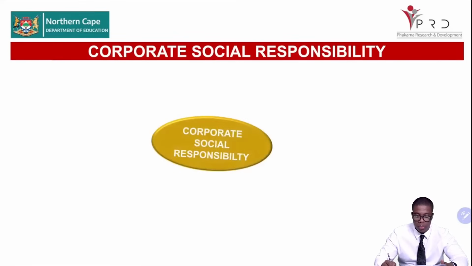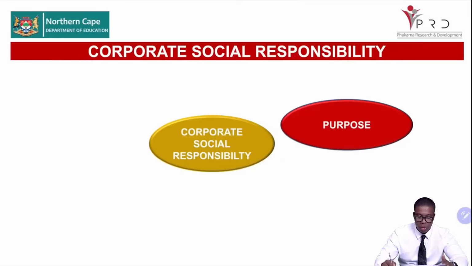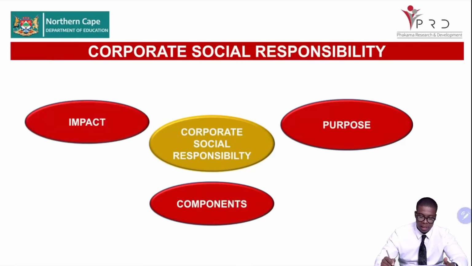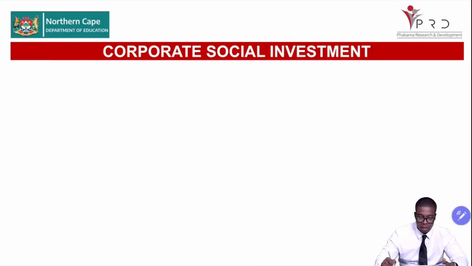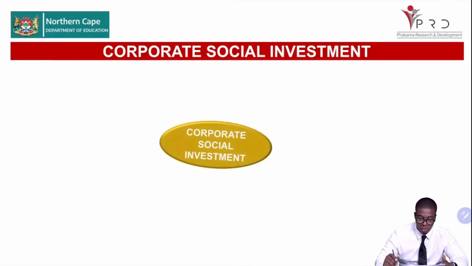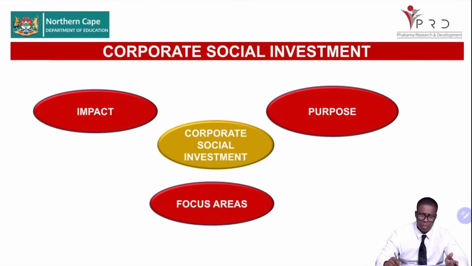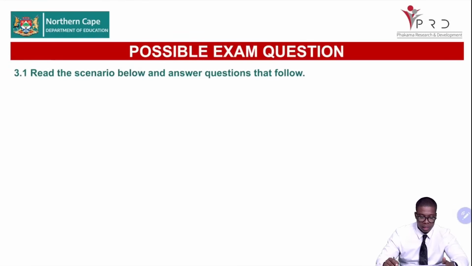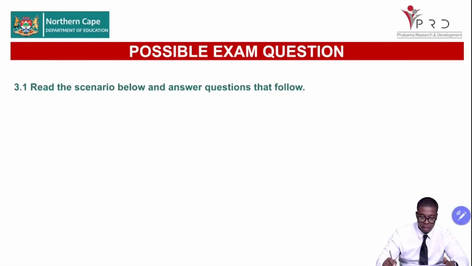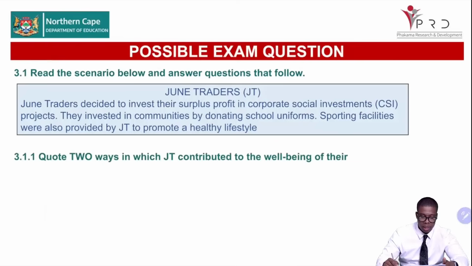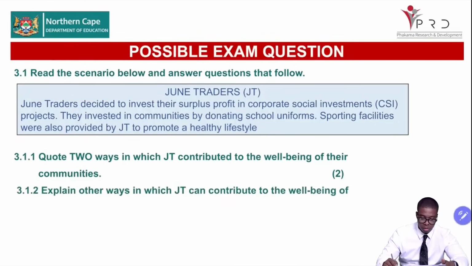Then when you look into corporate social responsibility, you should know the purpose, the components and the impact of your corporate social responsibility. But with corporate social investment, you should know the purpose together with the focus areas, the impact and examples of corporate social investment projects. Then you should also know the impact of both CSR and CSI. But let's start by looking into this possible assessment. This assessment is on the well-being of the employees and the well-being of the community. And then let us look into how you can be assessed there.